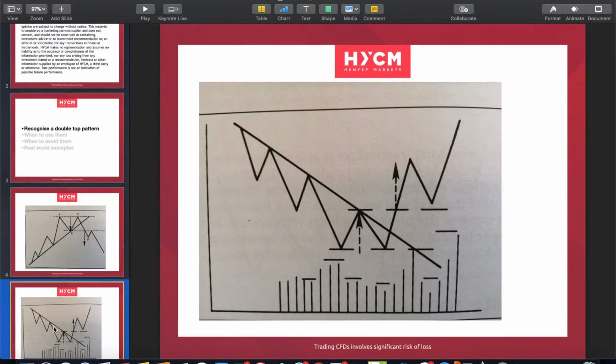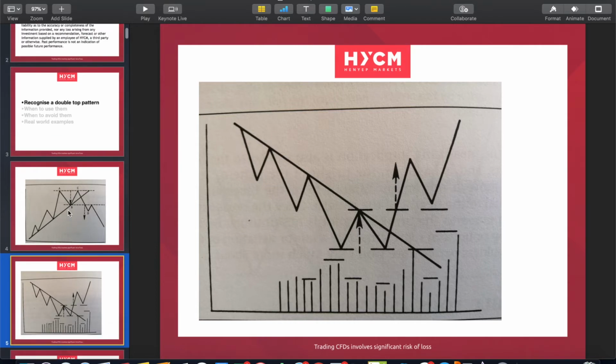Now, the double bottom is exactly the same, but in reverse. You're looking for two troughs and one high point, and those two troughs need to be at approximately the same level, and it's the break of this point which makes the pattern live.